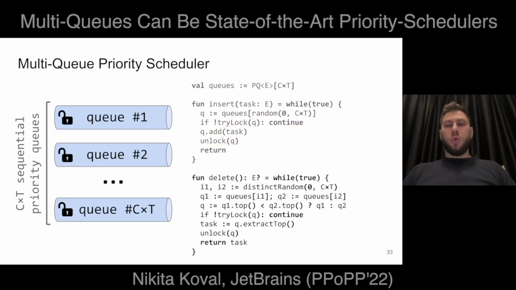However, when we want to extract an element, we choose two random queues, and among them we choose the one with the higher priority and try to lock it. Similarly, if the lock acquisition fails, we restart. However, if the lock is acquired successfully, we extract the top element, unlock the queue, and return this element.